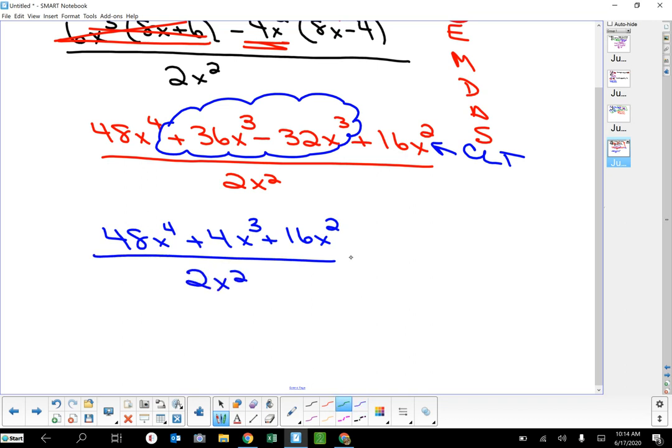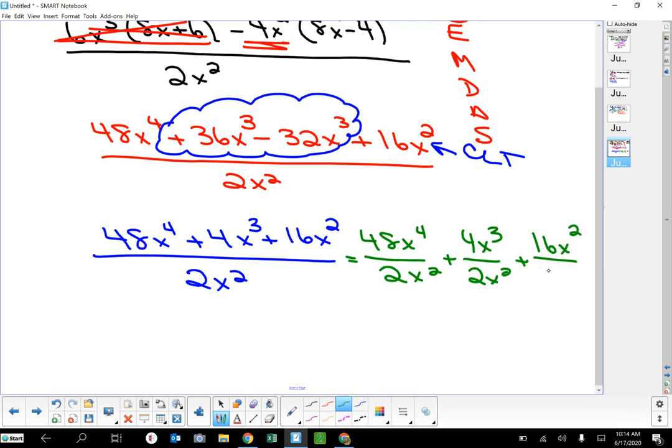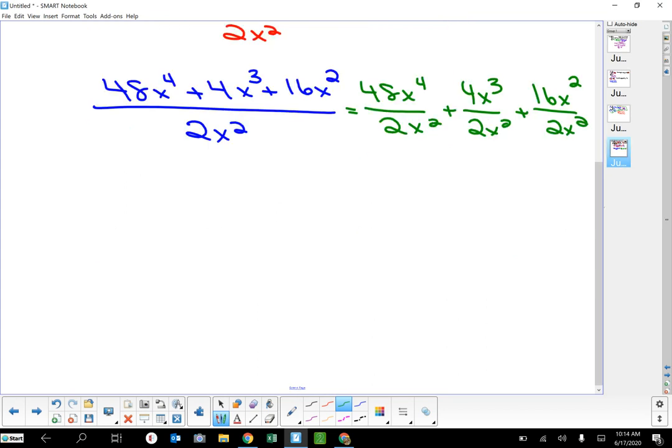And again, my recommendation would be separate fractions. 48x to the 4th over 2x squared plus 4x cubed over 2x squared plus 16x squared over 2x squared. If you don't want to do that green step, you don't have to, but be careful.